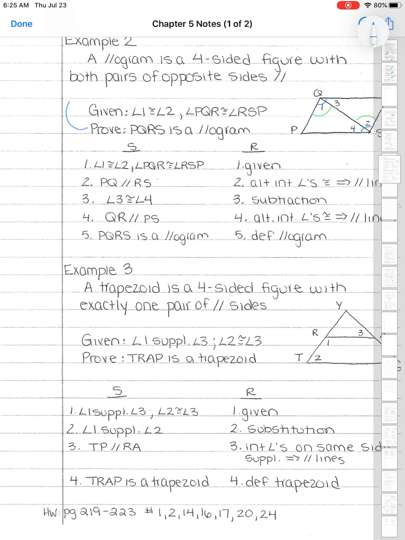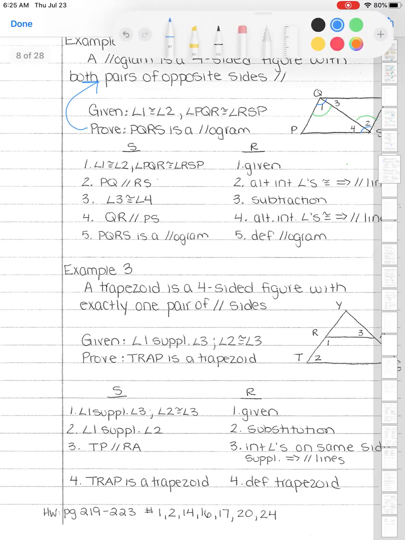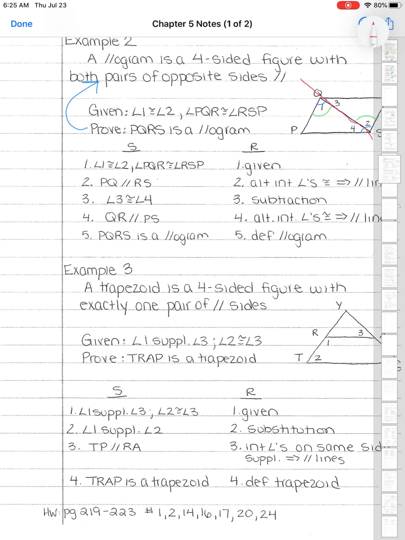All right, so we have a parallelogram as a 4-sided figure with both pairs of opposite sides that are parallel to each other. So it says given angle 1 is congruent to angle 2, given that PQR and RSP are congruent to each other. So this angle right here is congruent to this angle right here, and we are trying to prove that it's a parallelogram. Well, all we know right now is this about a parallelogram. Eventually, we'll learn more. So I have to show that both pairs of opposite sides are parallel to each other.